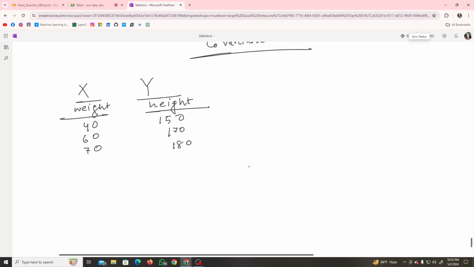In this case, do you notice a thing? The x and y are increasing at the same time. You see, when you have 40 in this part, you have 150. Then you have 60, then you have 170. The values of x and y are increasing.